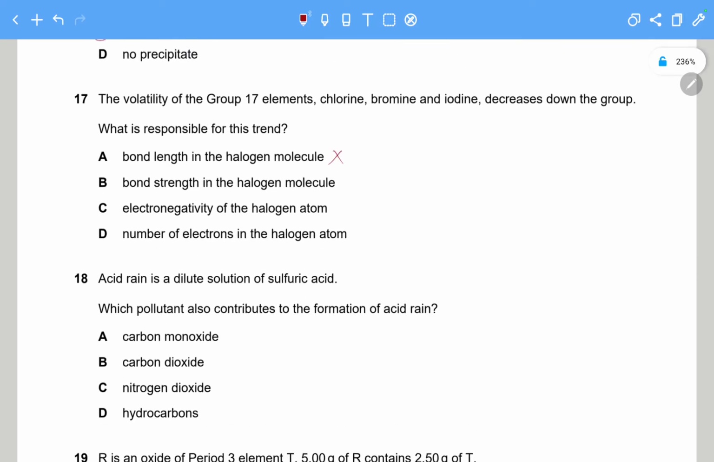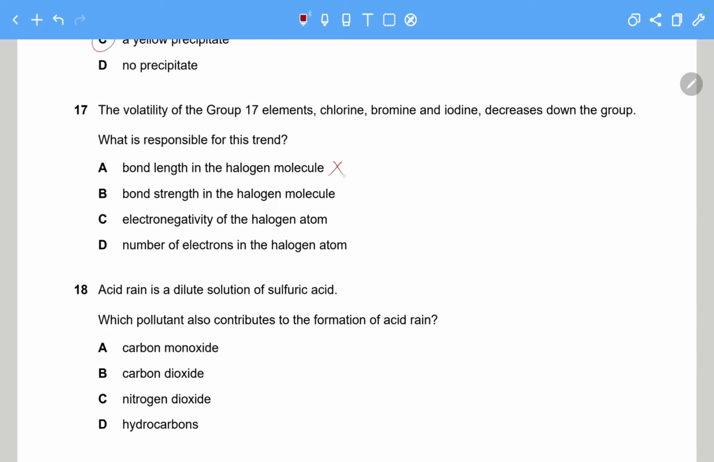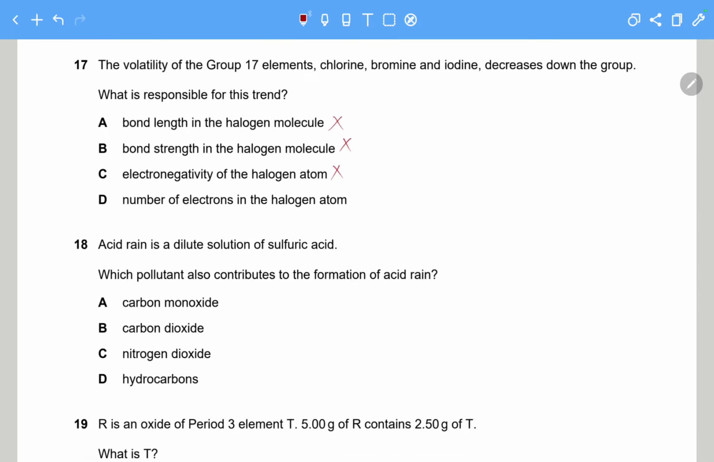No, bond length will not, because volatility is something to do with the intermolecular forces, not the intramolecular forces. So the forces between the molecules, not within the molecules. So bond length, bond strength and electronegativity are all intramolecular. And then the last option is number of electrons in the halogen molecule.